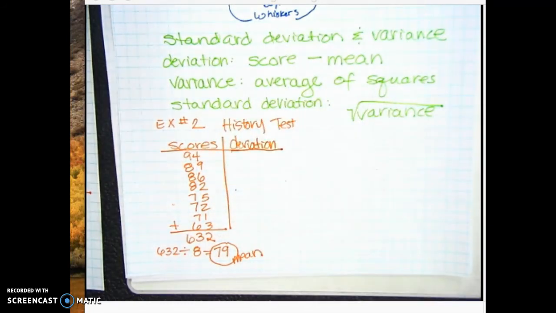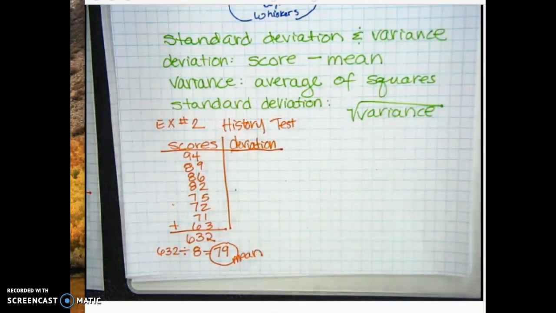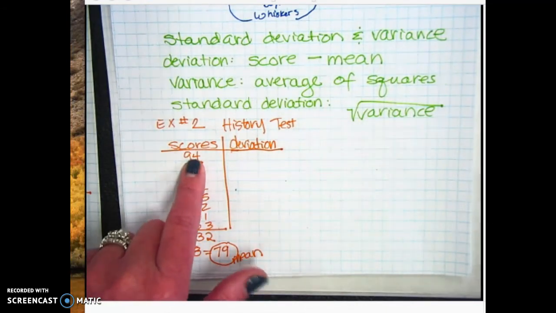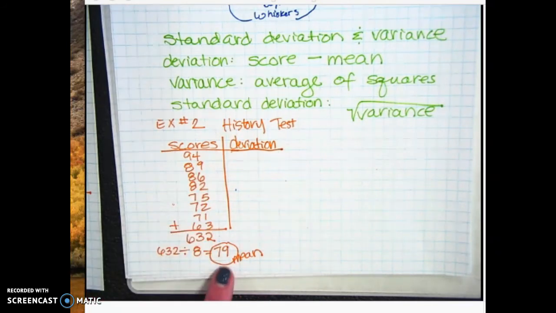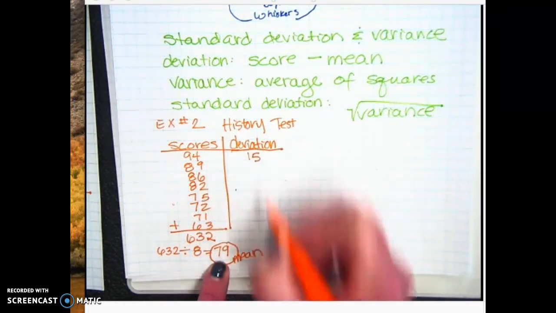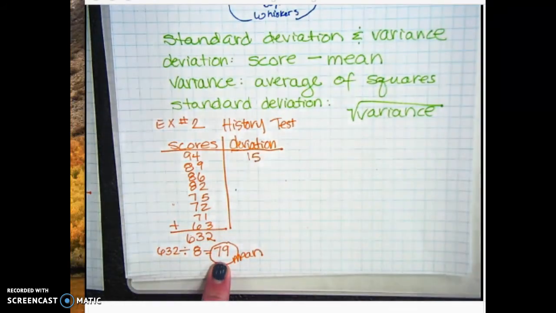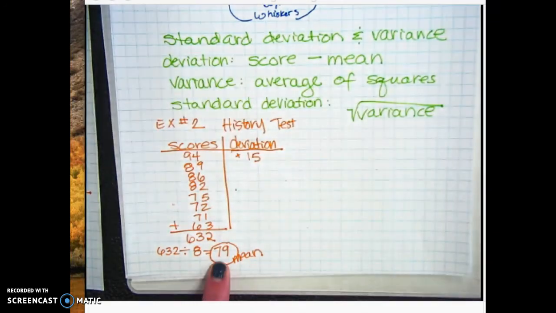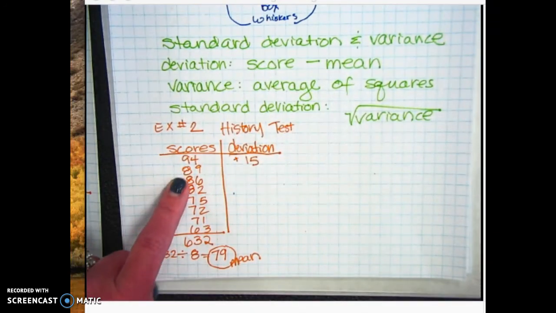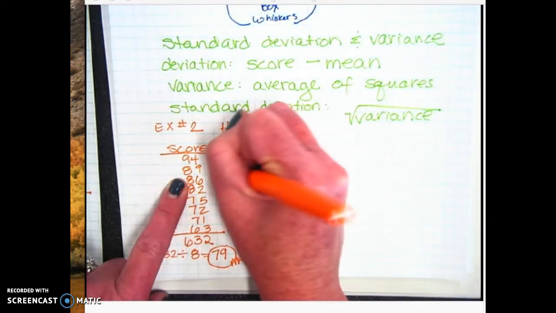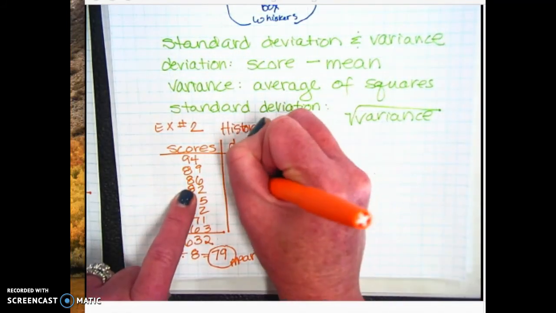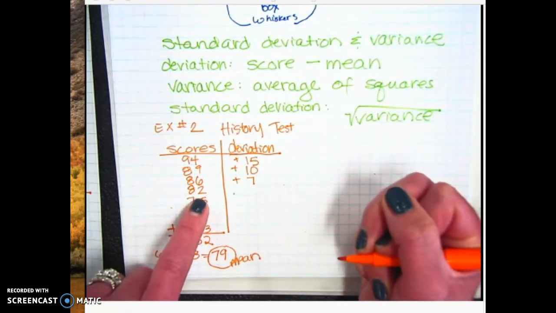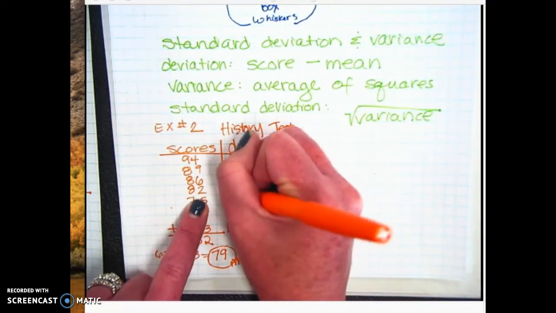Deviation just means how far from the mean are they, right? So if somebody got a 94 and the mean is a 79, how far away is that? 15. 15 in a good way or 15 in a bad way? Good way. So I'm going to put plus 15. Okay. Then somebody got an 89. That's 10 in a good way. 86, that's 7 in a good way. 82, that's 3 in a good way.